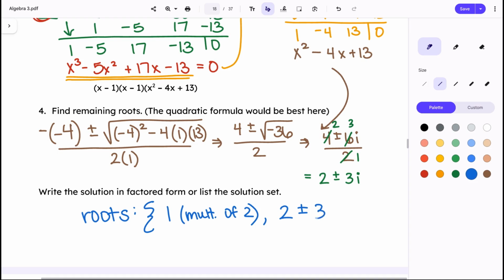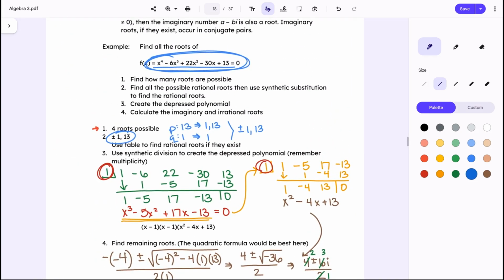Good. How many total roots do I have listed there? 4. Because 1 showed up how many times? Twice. And then 2 plus 3i would be the third one, 2 minus 3i would be the fourth one. And if you go back to our original equation, way back up here at the top, the very first one I circled, remember how we talked about it should have at most 4 possible roots that we could find. We found them all.